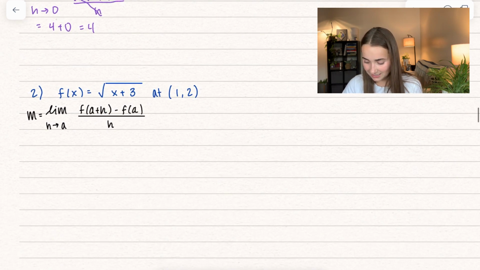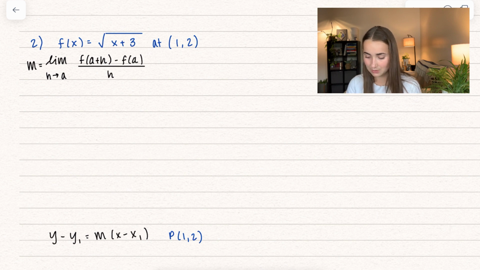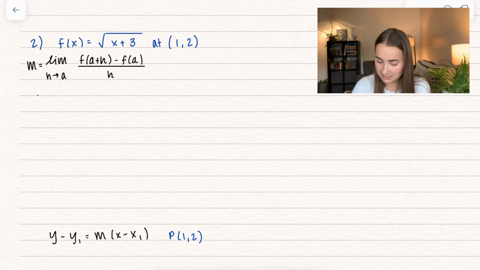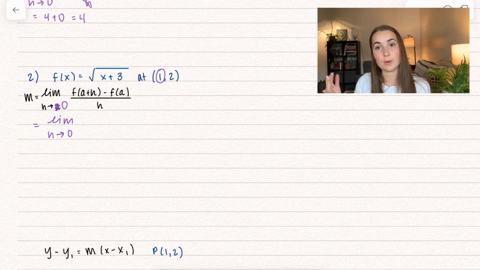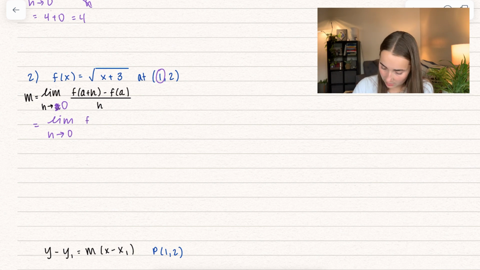So I have another example for us. We have f of x equals square root of x plus 3 at the point 1, 2. So we want to go ahead and find the entire tangent line. First, when we need to find the tangent line, we need to find the slope. So I have that formula written out for us here, and we're going to go ahead and plug in what we know. So in our case, h is approaching a value of 0. Sorry, that's not a, that's supposed to be 0. And my a value is going to be the corresponding x value. So my a value is going to be 1. So I get f of 1 plus h minus f of 1 all over h.